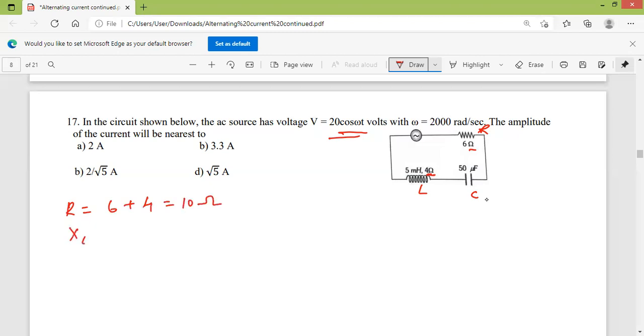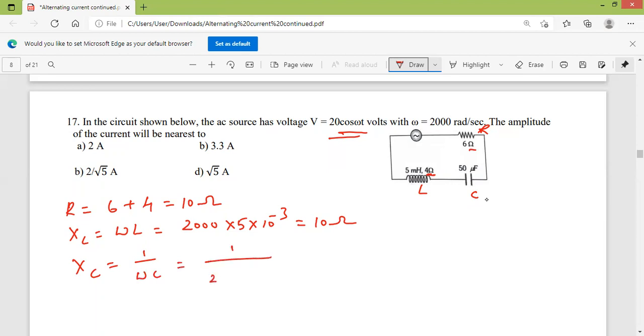Then XL is equal to omega L. Omega is given as 2000, and L is 5 into 10 power minus 3, so XL is equal to 10 ohm. Next, XC. XC is equal to 1 by omega C. So 1 divided by 2000 into C, which is 50 microfarad, 50 into 10 power minus 6.